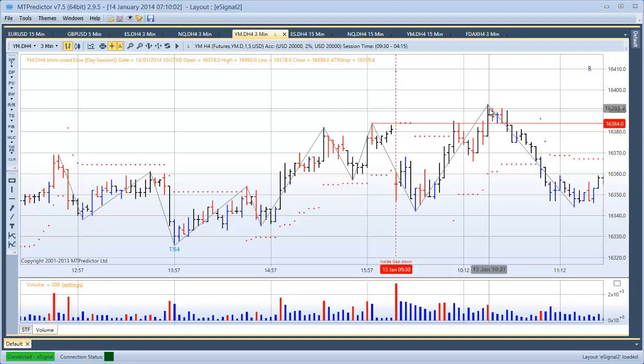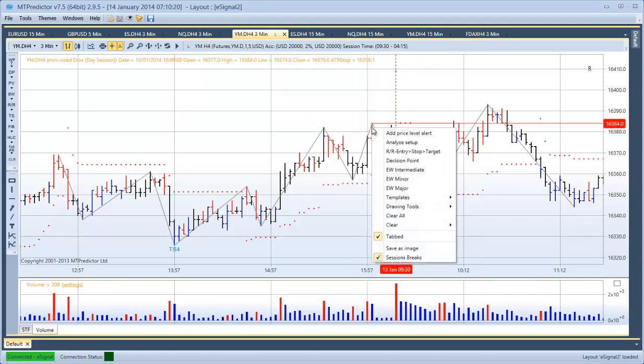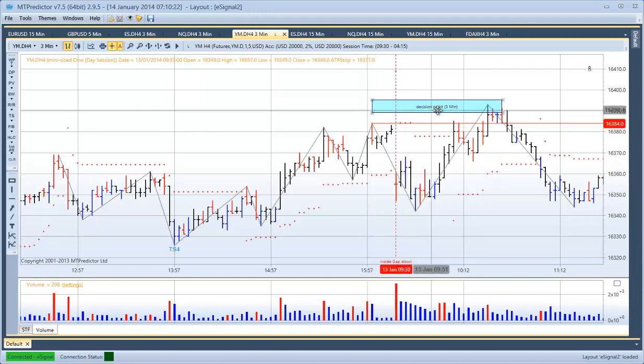Very often this is professional traders stepping in on the opposite side. So how do we make a trade setup using our MTPredictor tools? Well, we have the advantage in that we have a decision point level that we can place on the chart. Again, these are levels that are leading and in advance. So we would have gone back to this prior high, right mouse click, we'd have known before the market even got there that this was an area where resistance was likely to happen.